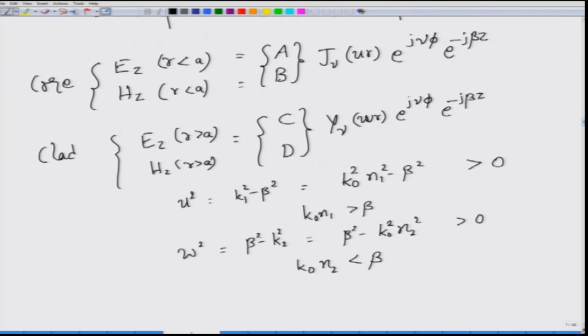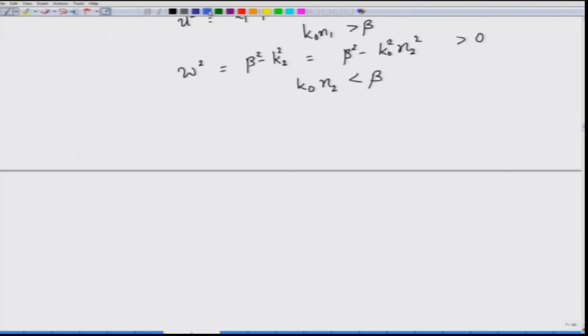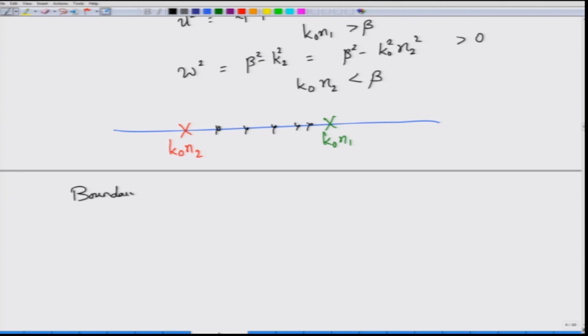So you will see that you actually end up with a range of values for beta. On the lower side you have k0 n2, on the upper side you have k0 n1, and the value of beta will be any discrete value lying between k0 n2 and k0 n1. Okay, you can actually apply boundary conditions. I will not talk about the boundary conditions here.